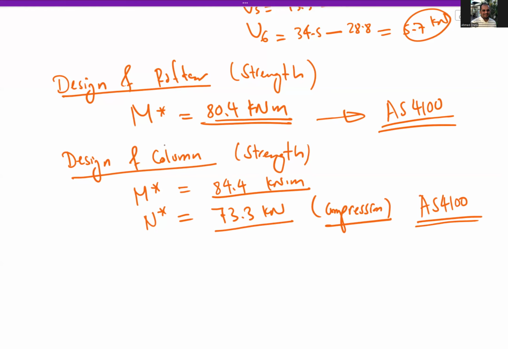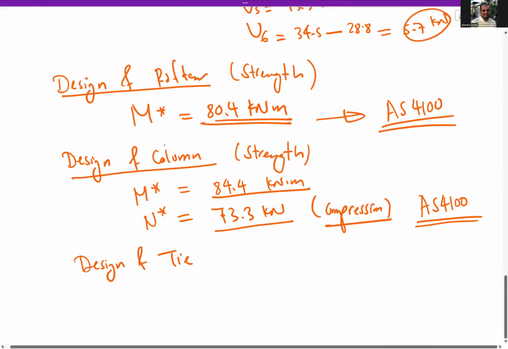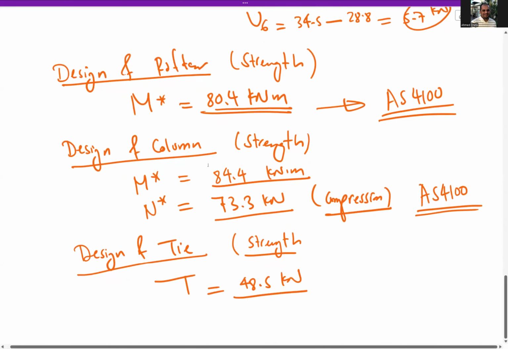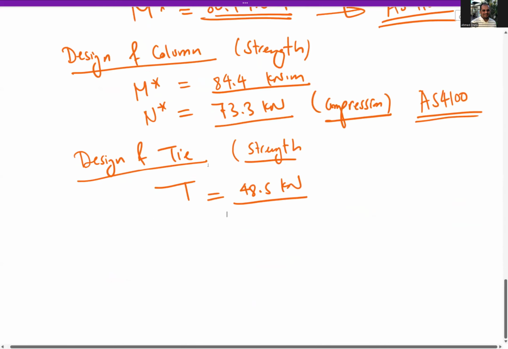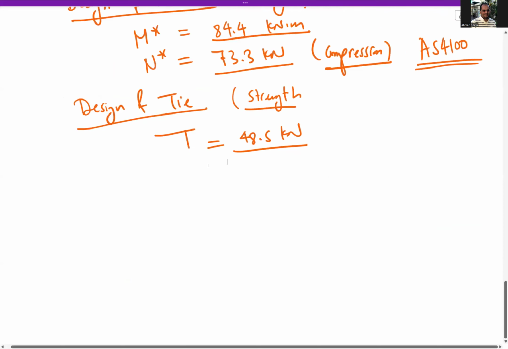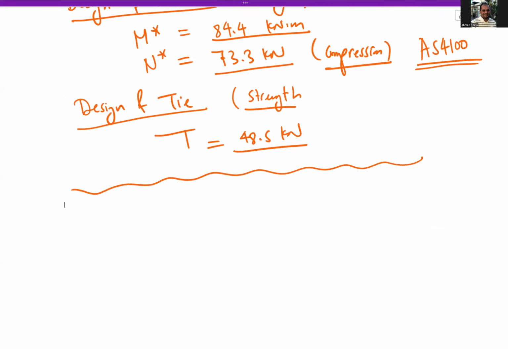And if you are designing the tie for strength, the tie is under a tension force equal to 48.5 kilonewton. So these are the three members that need to be designed. The next is how to do that in the Space Gass model. So I will stop sharing here.